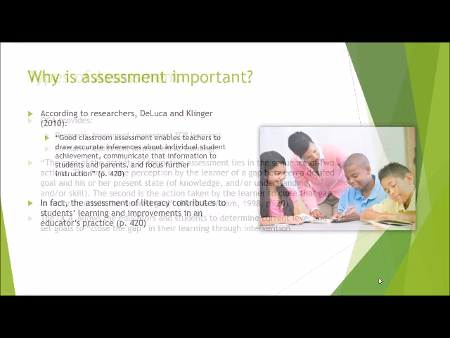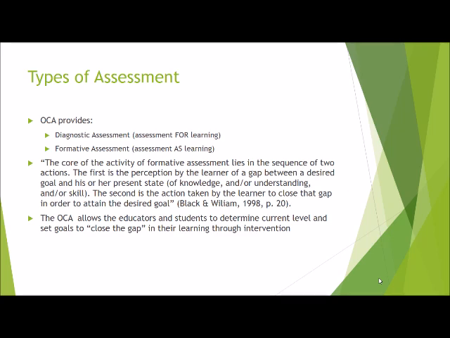And the assessment of literacy in particular contributes to students' learning and improvements in an educator's practice. The OCA actually provides 2 types of assessment, diagnostic and formative. The OCA allows educators and students to determine current level and set goals to close the gap in their learning through intervention.